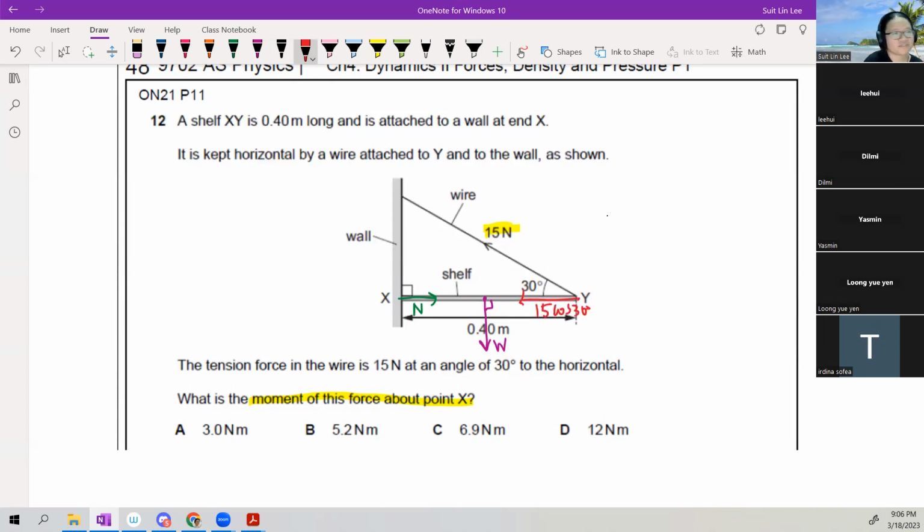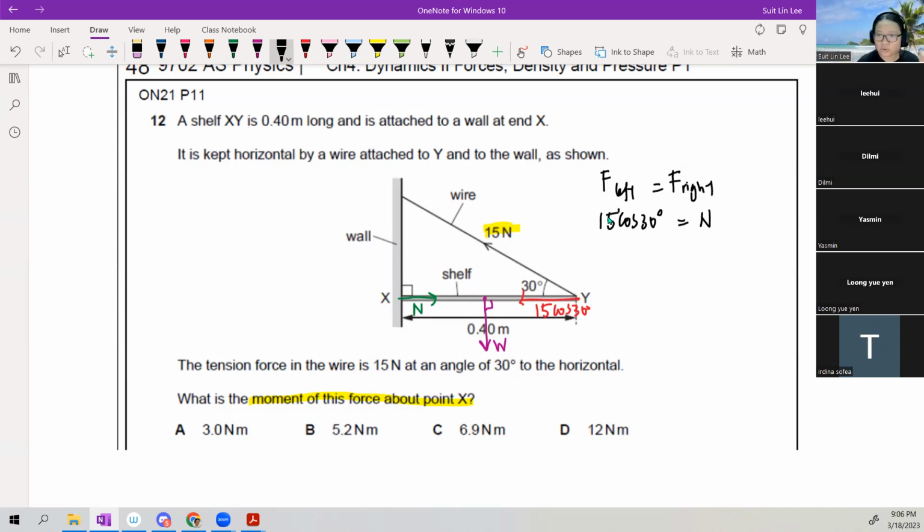So the force to the left must be the same as the force pointing to the right. I write the sigma to remind myself to sum down, but there's only two forces anyway. So pointing to the left is 15 cos 30 balanced with N.